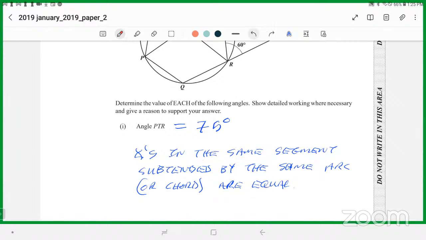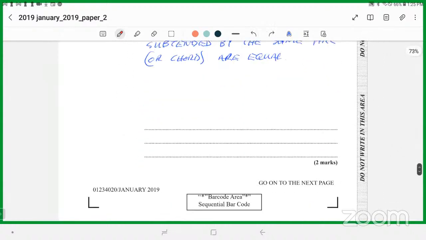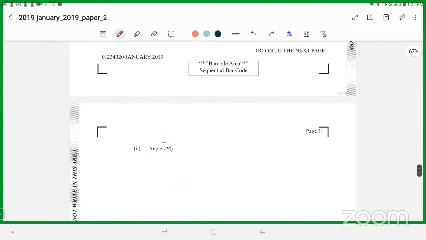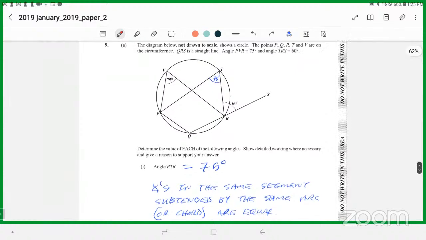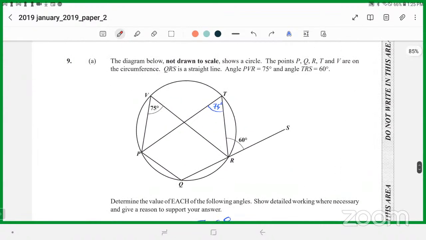All right. Next question is for us to find angle TPQ. Let's see where that is. Angle TPQ, that's this angle right here. As I say, that is one of the angles in the cyclic quadrilateral. So it means that these two angles across from each other are supplementary. They add up to 180 degrees.